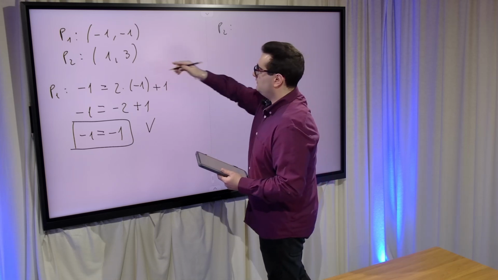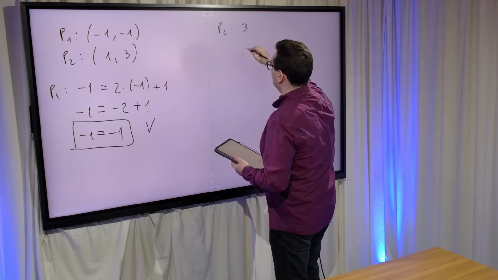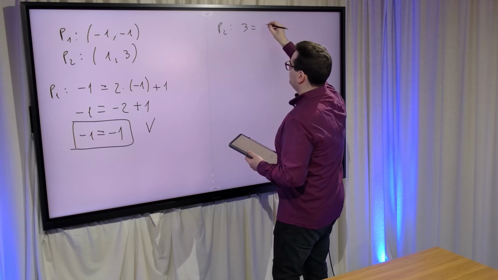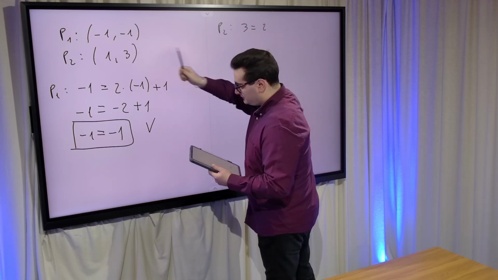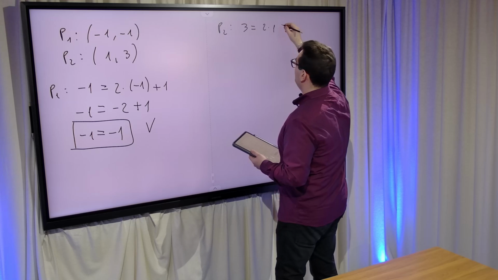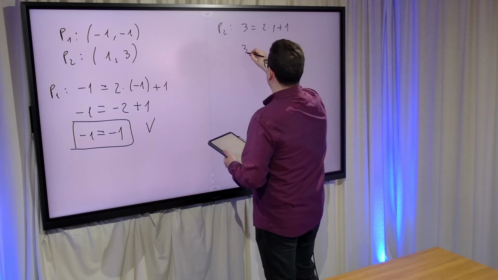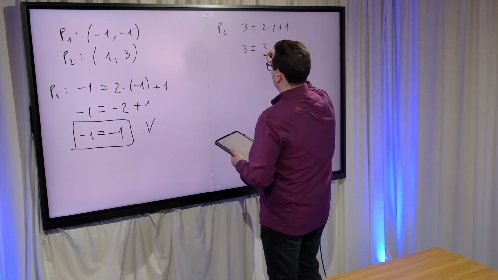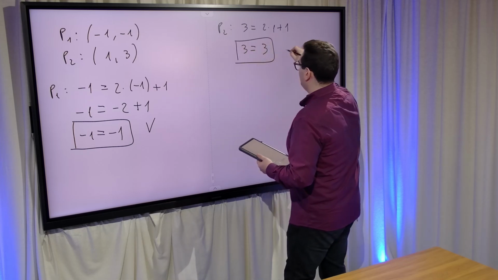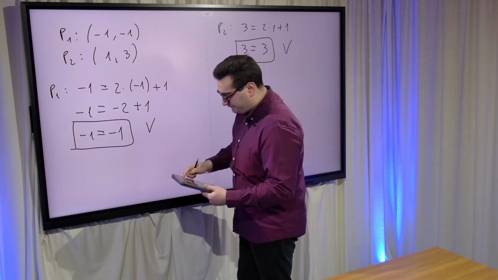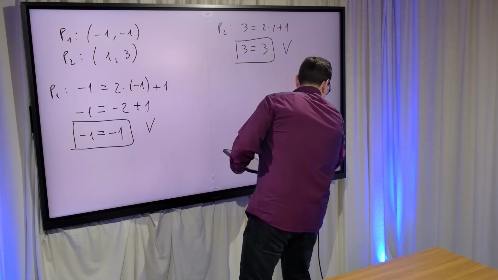Point 2, y is 3 equals 2 times x, so 1, plus 1. 3 is equal to 3. And also this one is correct. Okay, let's move on.